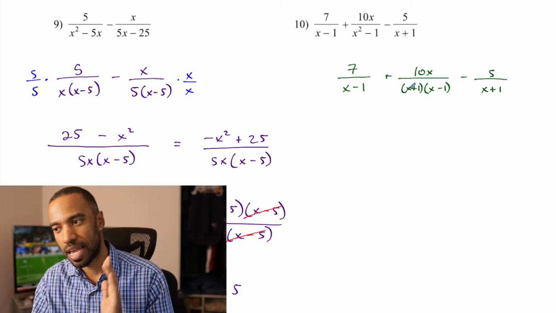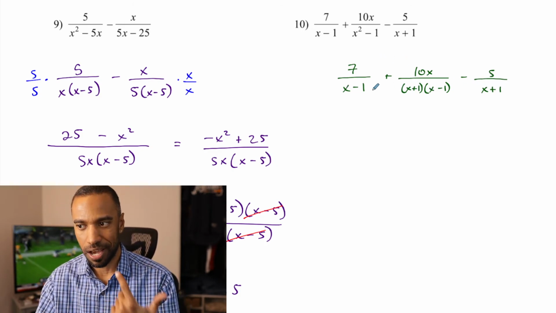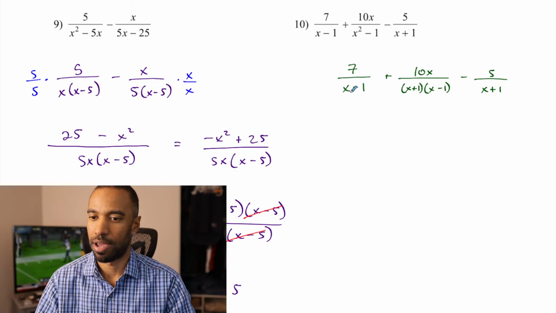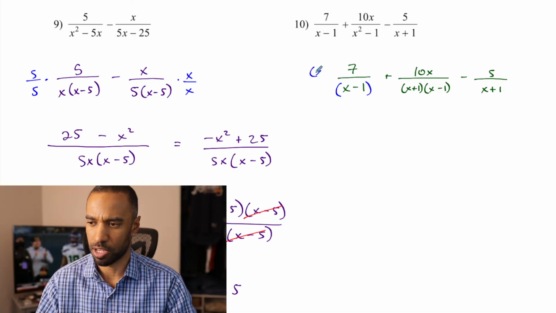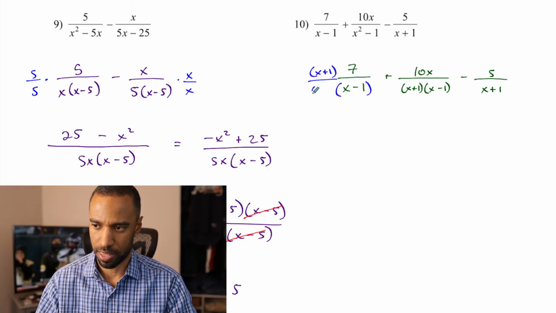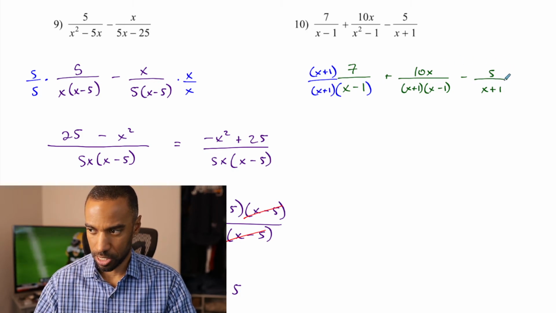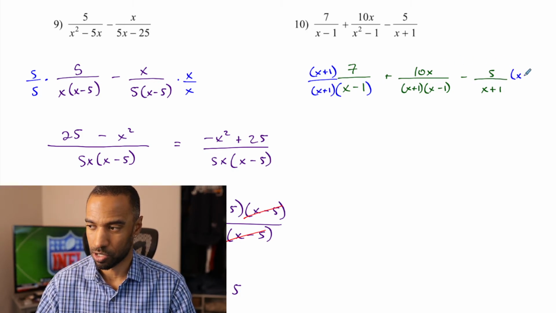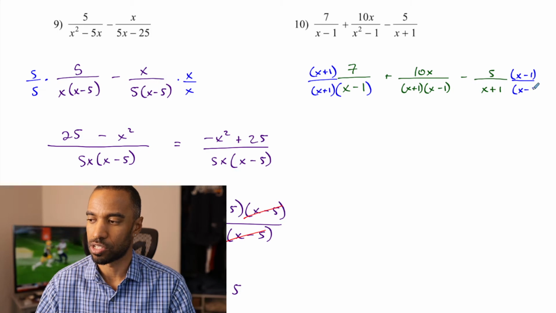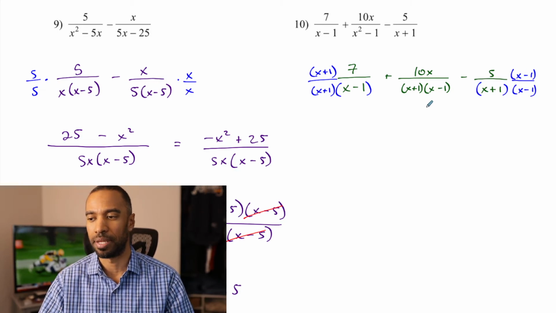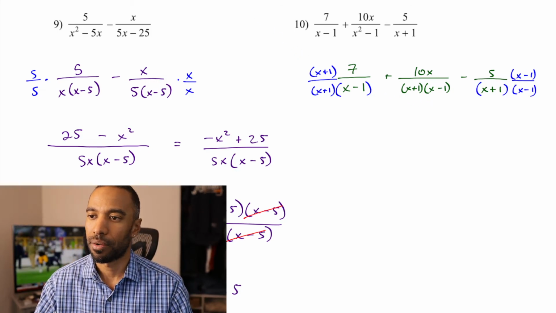All right. This has the x plus 1 and x minus 1 that these other things have. This guy right here seems to be missing the x plus 1. So let's go ahead and multiply that by x plus 1 over x plus 1. This seems to be missing the x minus 1. So let's multiply that by x minus 1 over x minus 1. And now we're going to have a common denominator.